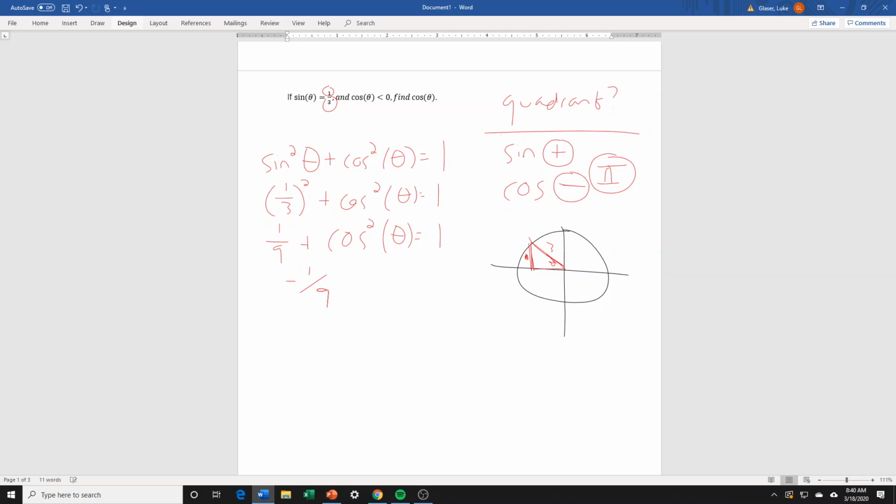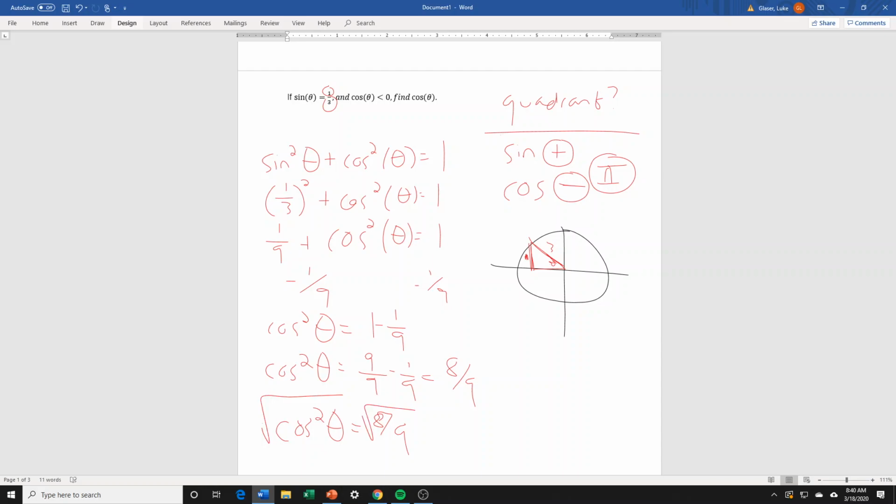I'm going to subtract 1/9 from both sides. So I get cosine squared of theta equals 1 minus 1/9. So we can rewrite 1 as 9/9 minus 1/9. And that's going to give me 8/9. So cosine squared of theta equals 8/9. Now remember, we're looking for cosine theta, not cosine squared. So if I want to get rid of the squared, I have to take the square root of both sides.